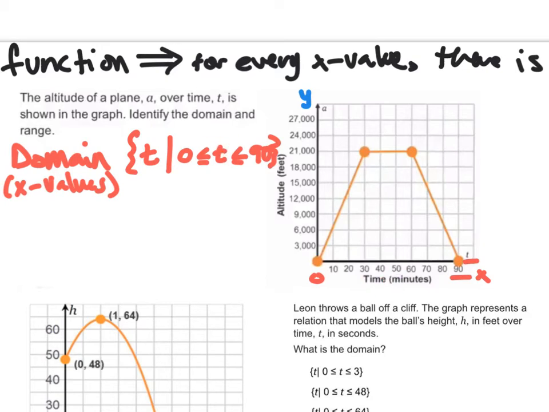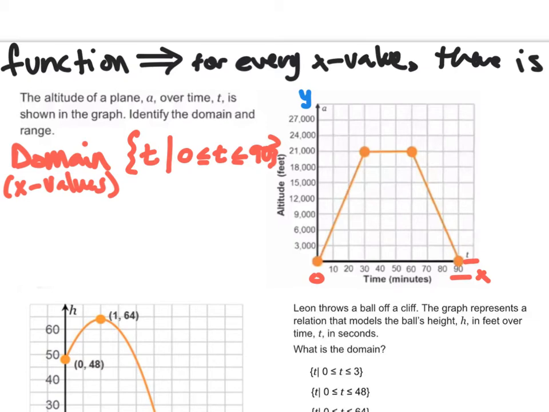Another question is, how long was the flight? 90 minutes. It took us 90 minutes to travel whatever distance. That's how long the flight was. It's just a bunch of different ways of saying the same thing.